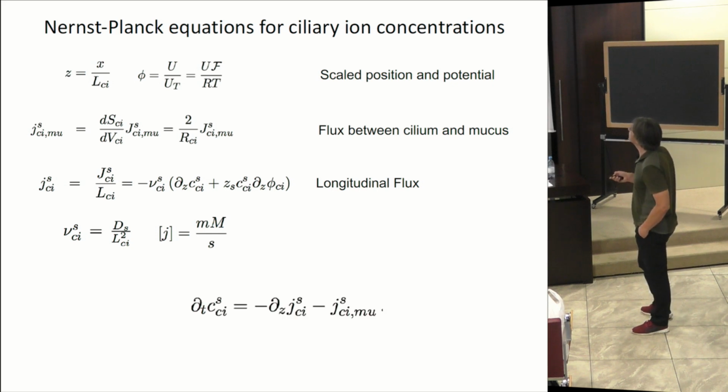Okay, and so now you get the normal Nernst-Planck equation, where the concentration inside the cilia, S stands for the different species.